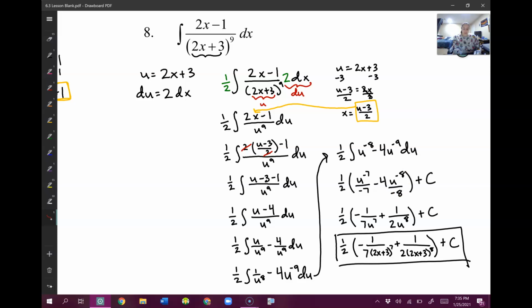Now I just did some simplifying. So this negative sign I brought out front. The 7 stays down here. And then the u to the 7th I brought down into the denominator to make it positive. This, I have 2 negatives, so that makes a positive. Then I have 4 over 8, which is going to be 1 over 2. And then I brought my u to the 8th down to make it positive, and then plus my constant of integration. And then my last step is to plug my u back in, and then I'm done.